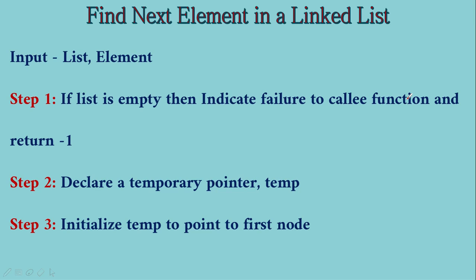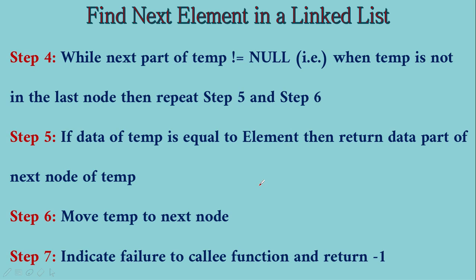Okay, so let us formally write the algorithm. Input is the list and the element for which we are going to find the next value. If the list is empty, then you indicate failure to the callee function and return -1. Otherwise, create a temporary pointer and make it point to the first node. And you have to traverse till the last node. We will know it is the last node when the next part of the temp is equal to null. When your temp next part is not equal to null, then you understand you are not in the last node. In that case, repeat steps 5 and 6.